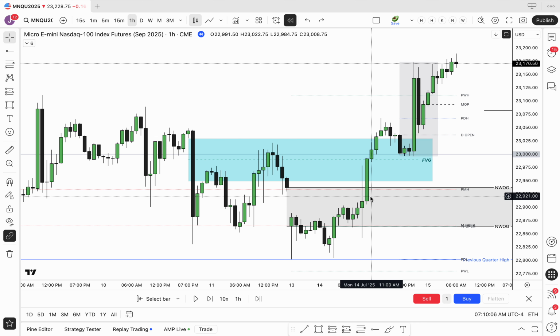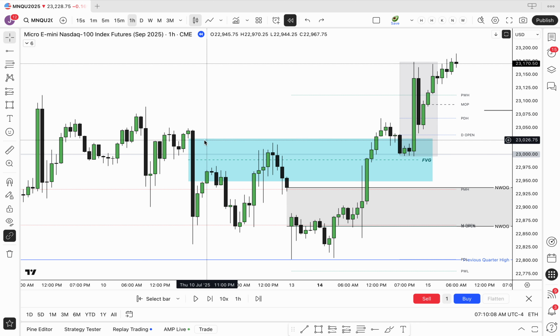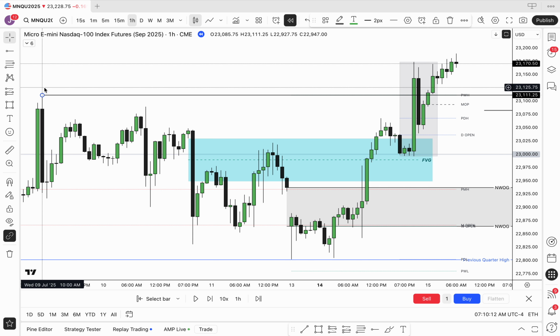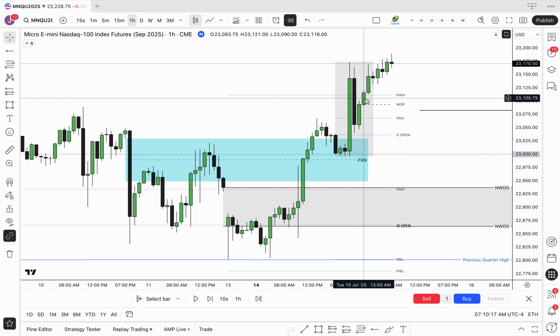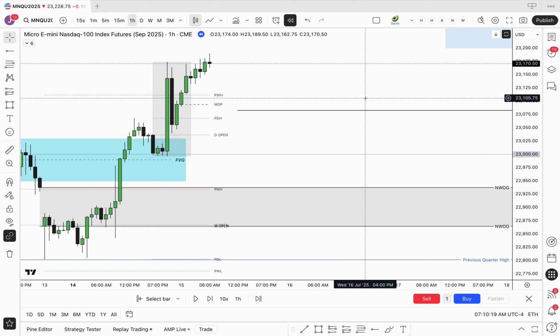So that confirms the bullish order flow, takes out the market maker model, and the trade's over. Then you look for another market maker model.